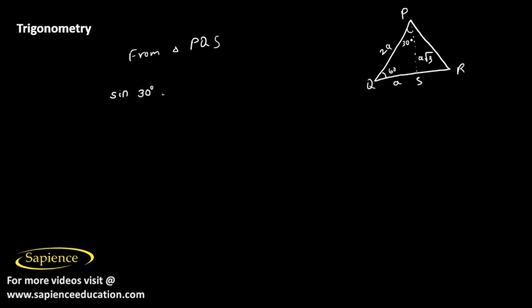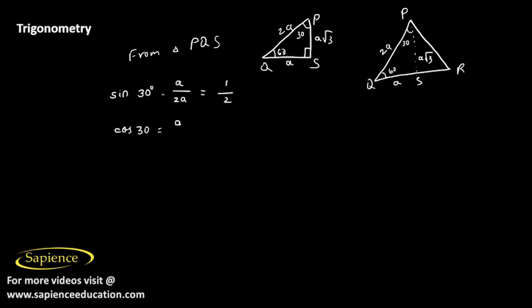Sine 30 will be the opposite side A divided by the hypotenuse 2A in the triangle PQS. We are only considering the right triangle PQS, in which Q is 60 and P is 30. This is 2A, this is A, and this is A root 3. So sine 30 will be opposite divided by hypotenuse, which is equal to 1 by 2. Cos 30 is equal to the adjacent side to 30 degrees, which is A root 3, divided by hypotenuse 2A. A and A will get cancelled and we will get root 3 by 2.